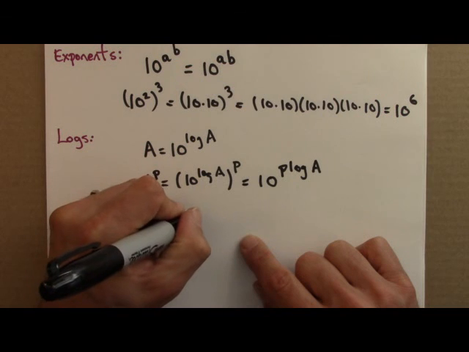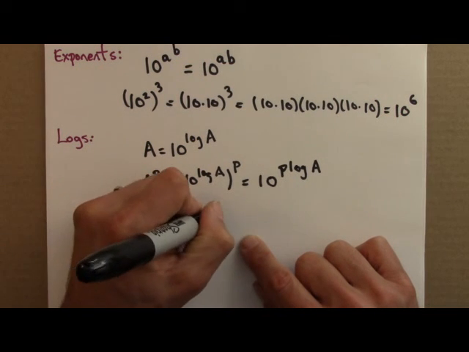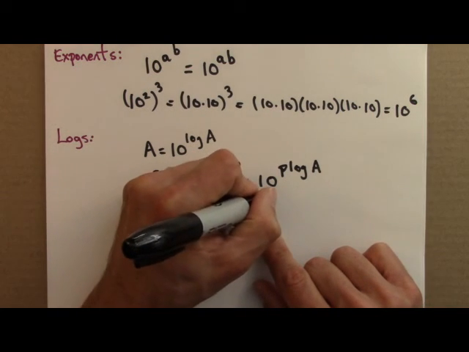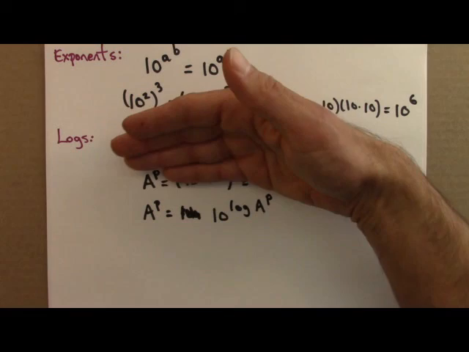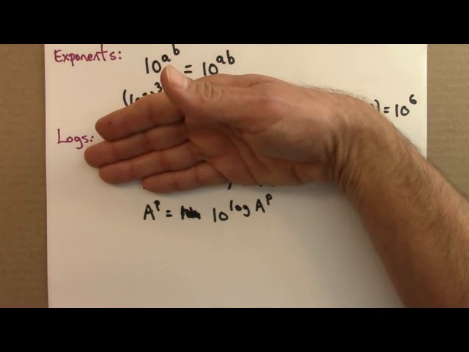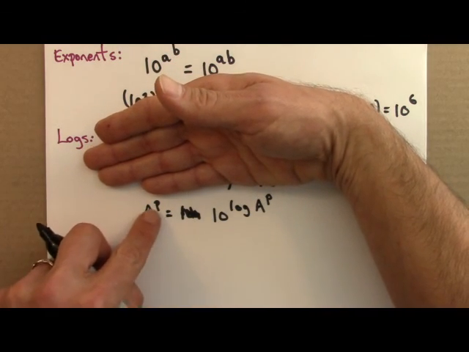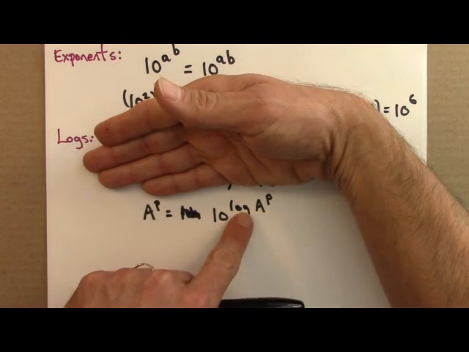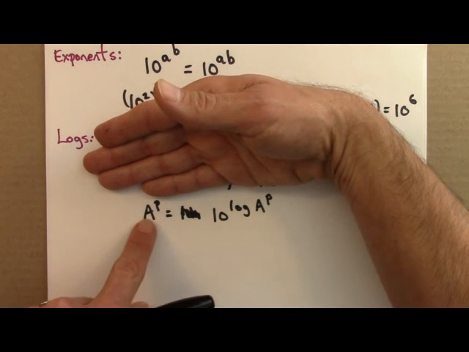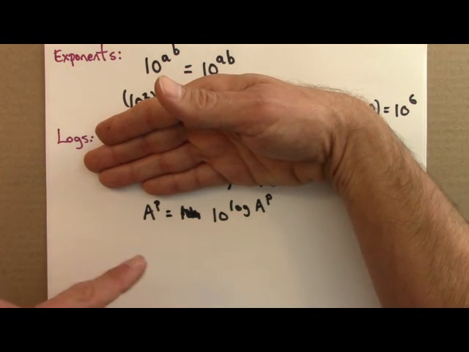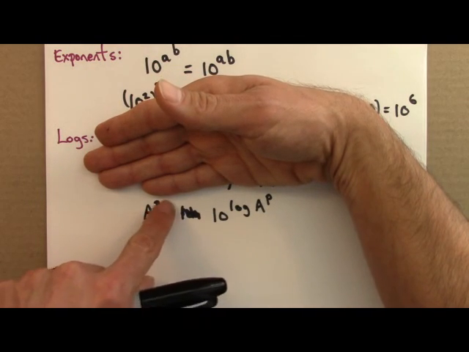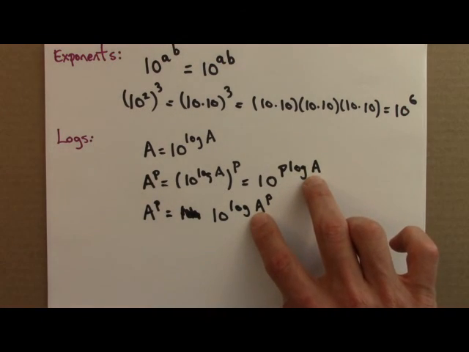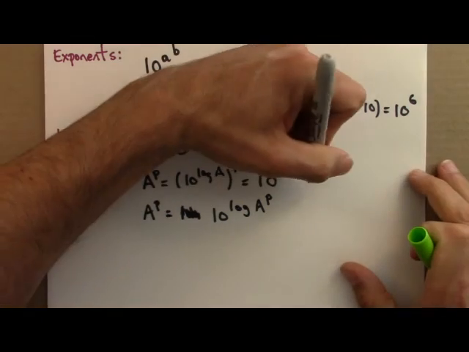A to the p is 10 to the log A to the p. So let's just look at this line. Again, this is just the definition of a log. A to the p is just 10 to the log of A to the p, because we start with A to the p, we log it, we exponentiate it, that undoes each other. So again, this is just the definition of a log, applied to this funny number A to the p. But now, A to the p equals both of these things. So both of these things have to be equal.